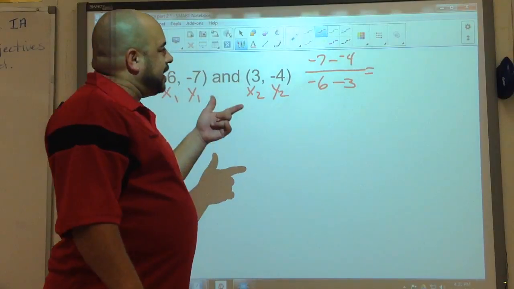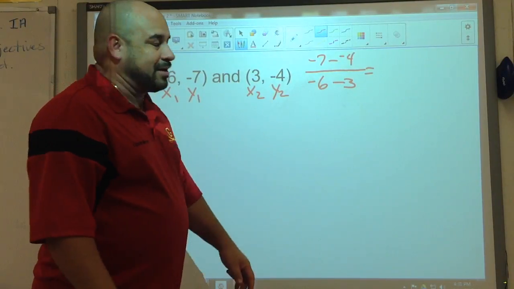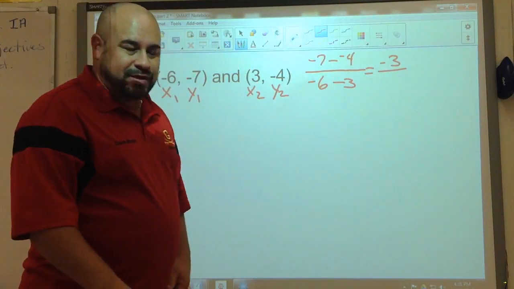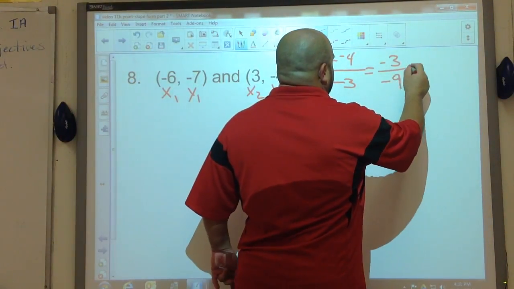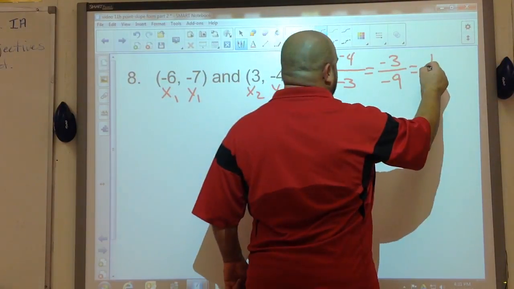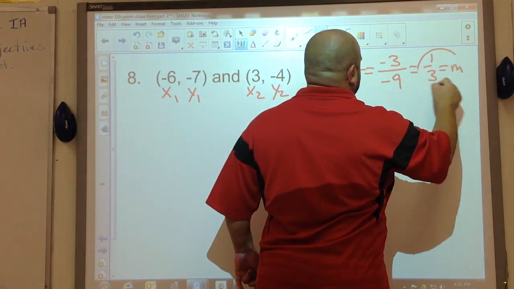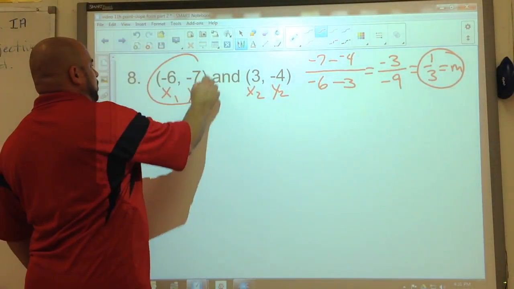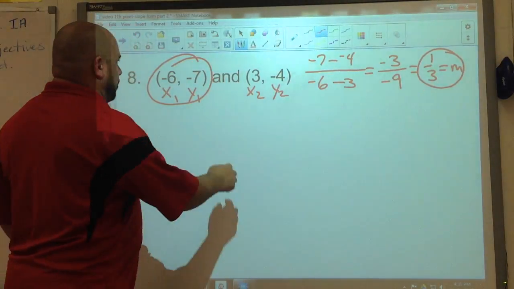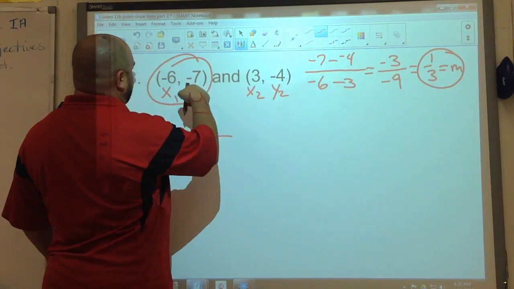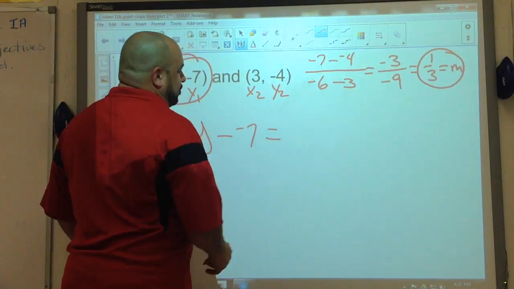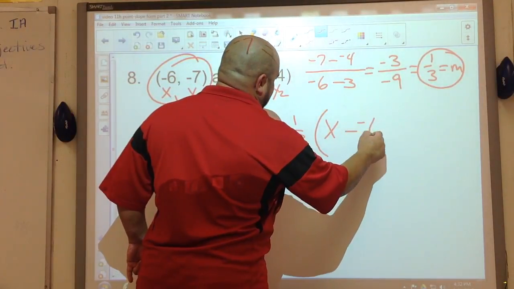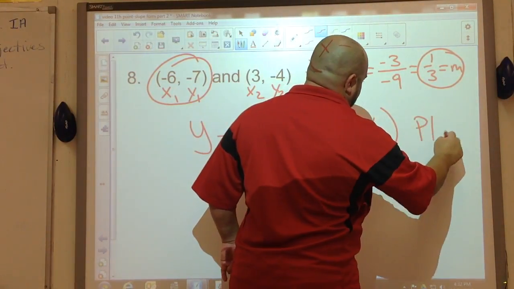So negative 7 minus negative 4, you can put in your calculator and you're going to get negative 3. Negative 6 minus 3 is negative 9. And when you simplify this, you should get 1/3. Okay? Now, let's use the slope in this point, and let's write the point-slope form. So you have y minus y1, which is negative 7, equals m, which is 1/3, times x minus negative 6. There's my point-slope form.